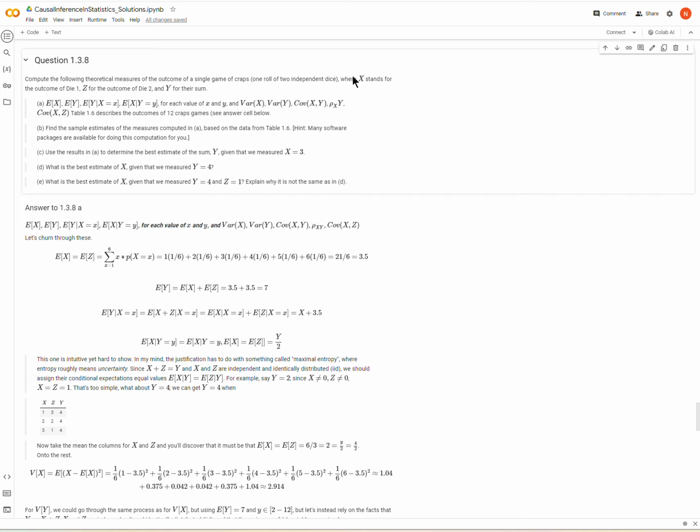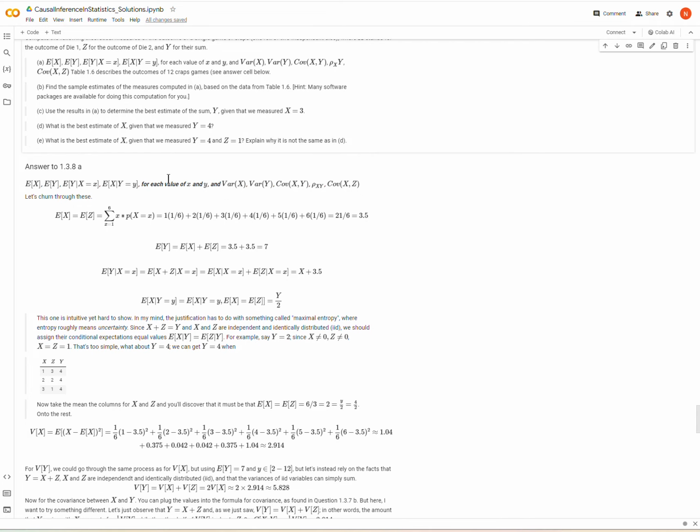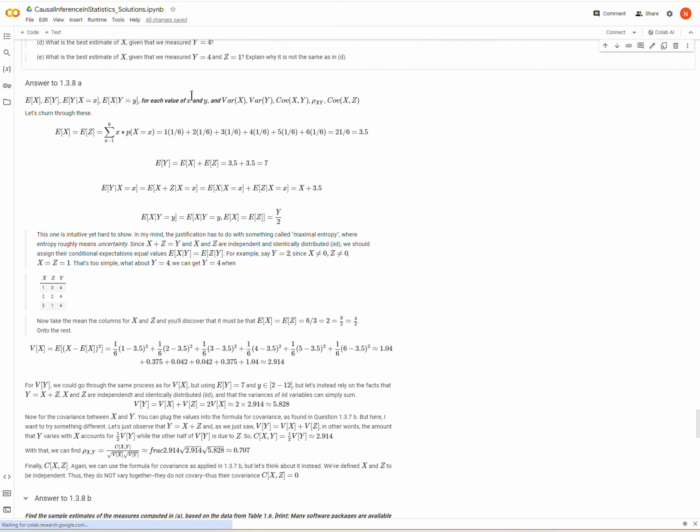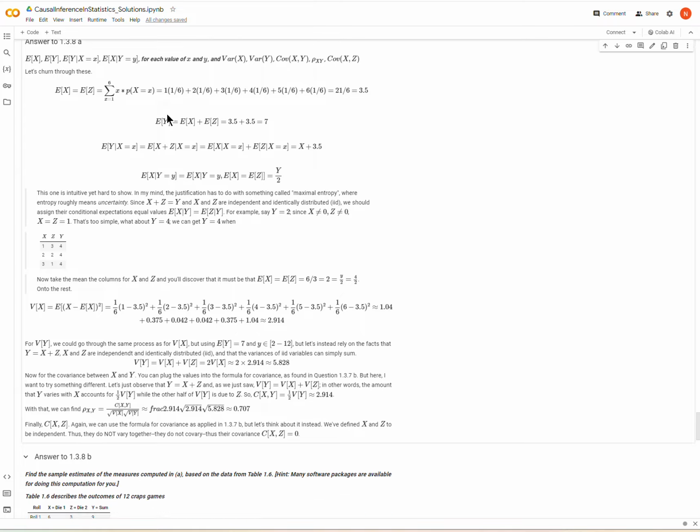And we're recording the outcome of the first die, which is x, as well as the second die, which is z, and then we're summing those together to get the variable y. Okay, so y equals x plus z. Now in part A, we're going to calculate a bunch of things, highlighted here at the top of the cell: the expected value of y, the expected value of x, the expected value of y given x, and so on. Let's step through these.